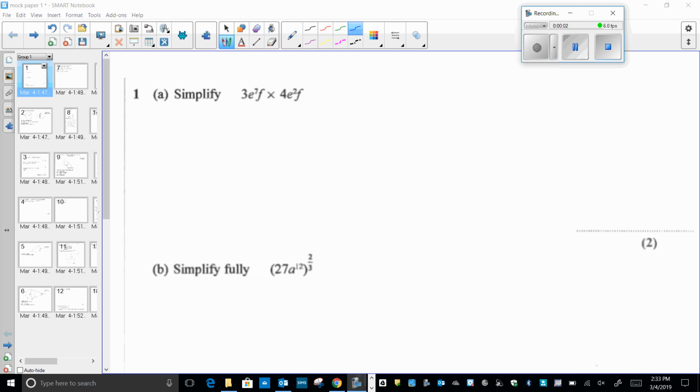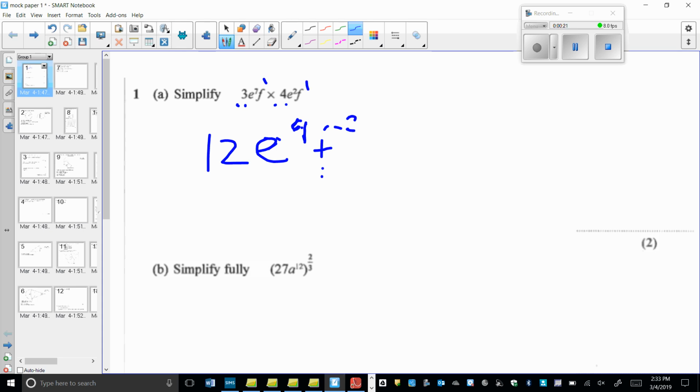Okay, number one, simplify. We're multiplying, so we multiply the two large numbers, which gives us 12. E is one of our bases. We add our powers when the base is the same, so it becomes 4. And F, there's a secret 1 from both of these, so that's F squared. So that's 12 e to the 4 f squared. Totally not 4, 9.